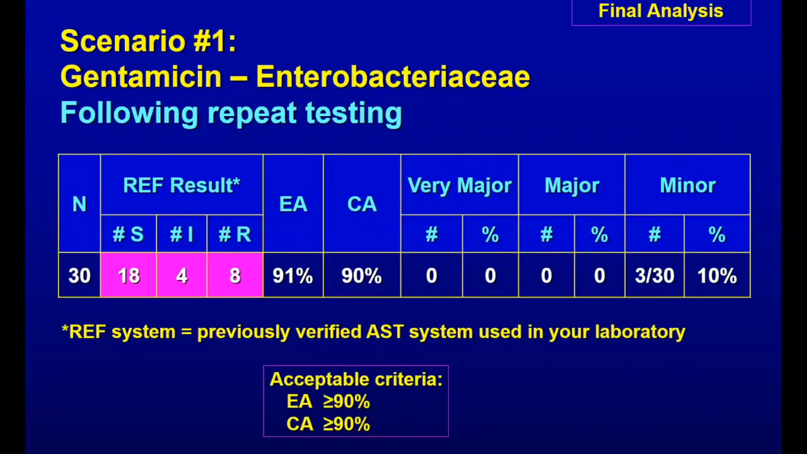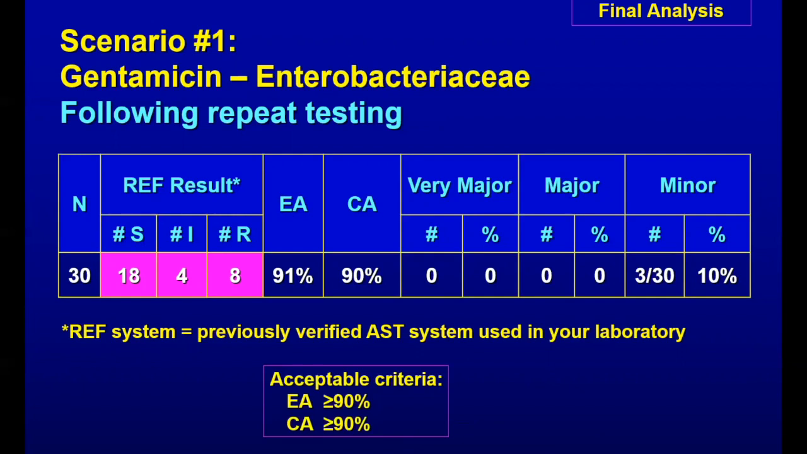Okay, so now this just shows the final results for gentamicin and Enterobacteriaceae following repeat testing as part of this verification study. As you can see, with the 30 isolates, we now have essential agreement of 91%. The other thing I want to point out is that the reference results actually changed for 2 of the isolates. Previously, we had 10 isolates that were resistant. Now we have 8, because 2 of those did not reproduce as being resistant by the reference method.